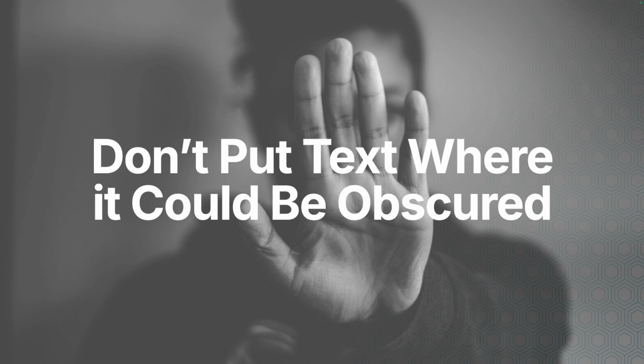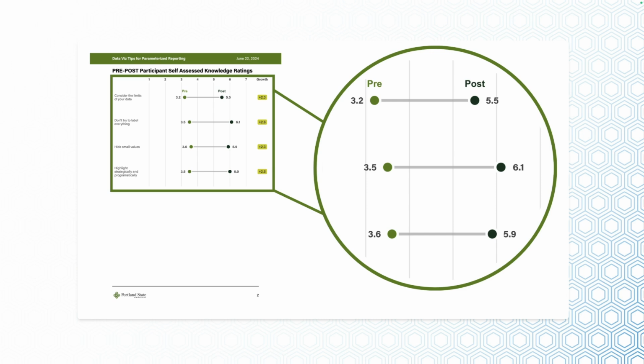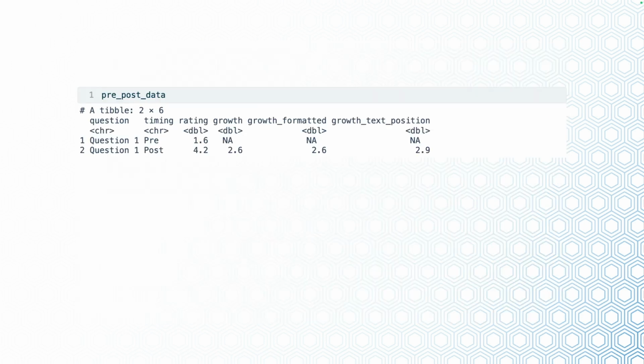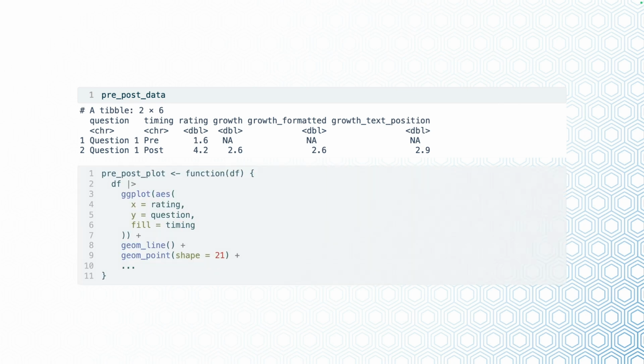Last text tip is to not put text where it could be obscured. This is a sample data viz that we made looking at pre-post knowledge ratings for the reports that we're working on with folks at Portland State. And so you can see what we've got there. So we've got our pre-post data, which looks more or less like this. And we have the question, the timing, rating, growth, which is basically the difference between the pre and the post. Growth formatted, which we use to put the text value, and then growth text position, which we calculate right in between the pre and the post.